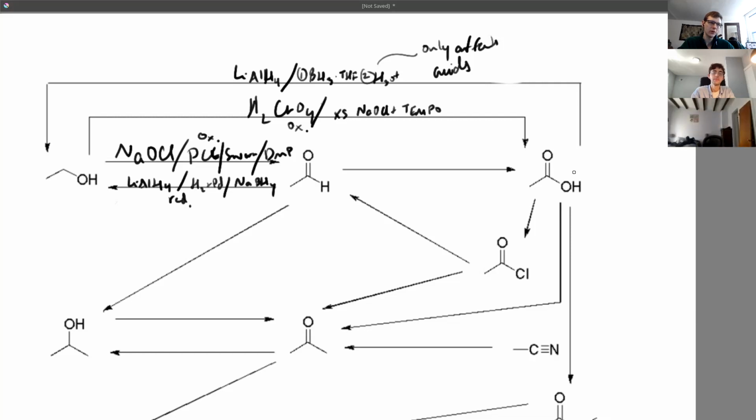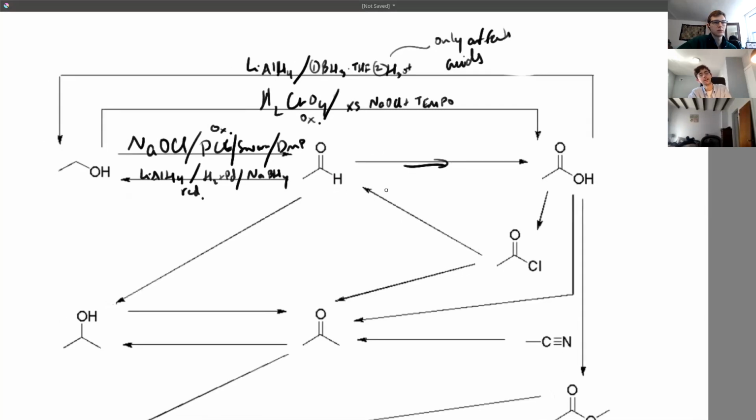Okay, cool. How about this arrow going from an aldehyde to an acid? Couldn't we use any of our really strong reducing agents? So oxidizing, we want to use oxidizing, right? Yeah. So NaOCl excess or H2CrO4. Yeah. Excess NaOCl will do the job. Okay. Or yeah, chromic acid. Either one is good.